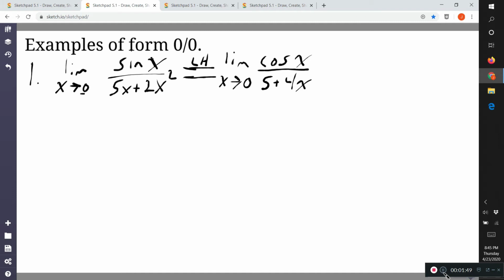Well, now we won't get 0 over 0. We're going to get cosine of 0 over 5 plus 4 times 0. And we work that out numerically. And cosine of 0 is 1, so this is going to be 1/5.